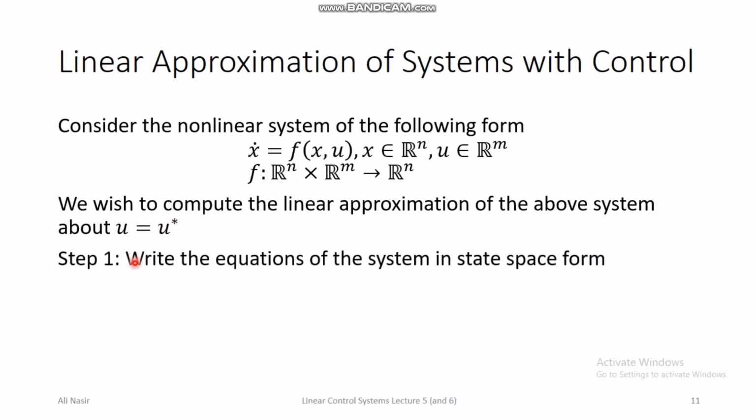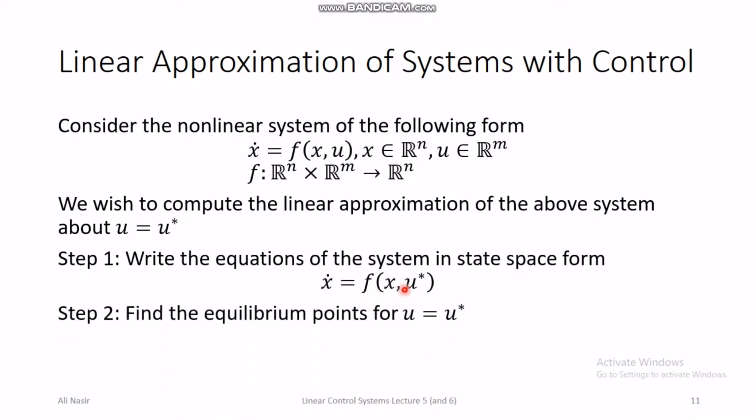So step 1, write the equations of the system in state space form. The steps are basically the same, with only a little difference due to the introduction of the control input u. So write the equations in state space form: x dot equal f of x comma u, where u is equal to u star. Step 2, find the equilibrium points of f of x comma u with u equal to u star. This will give you some x star. There will be one or more equilibrium points.